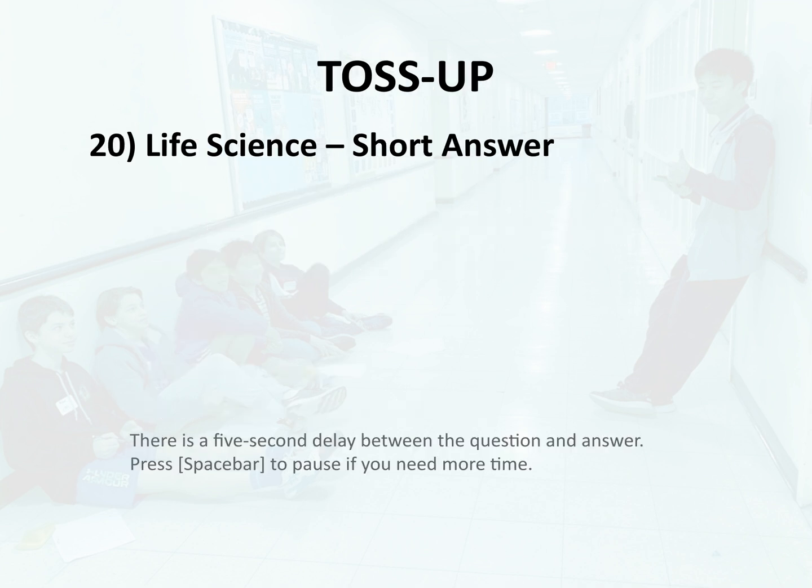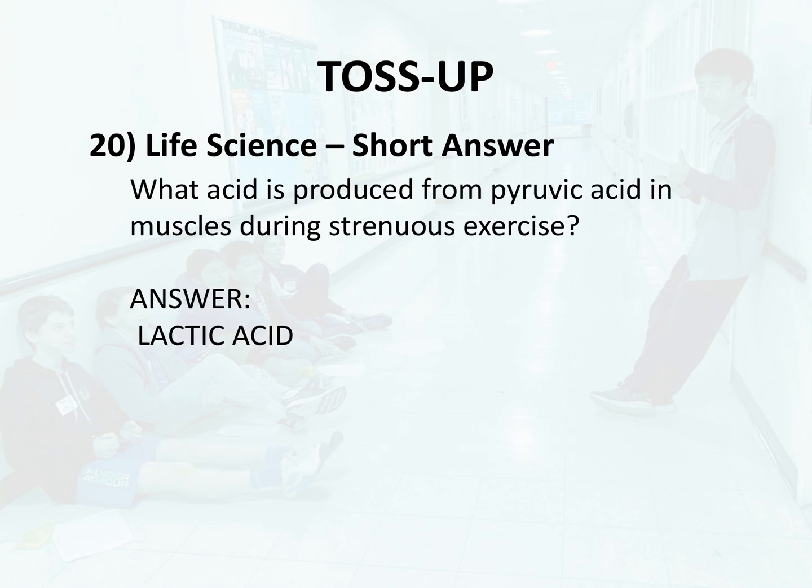Toss-up 20. Life science, short answer. What acid is produced from pyruvic acid in muscles during strenuous exercise? Answer: lactic acid.